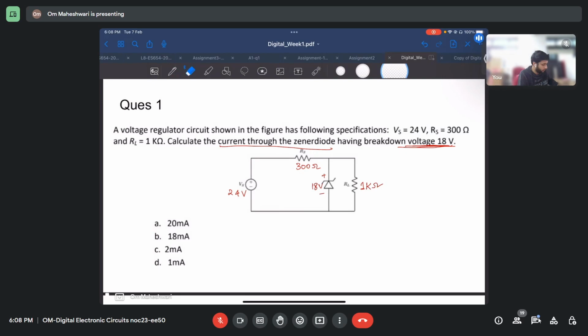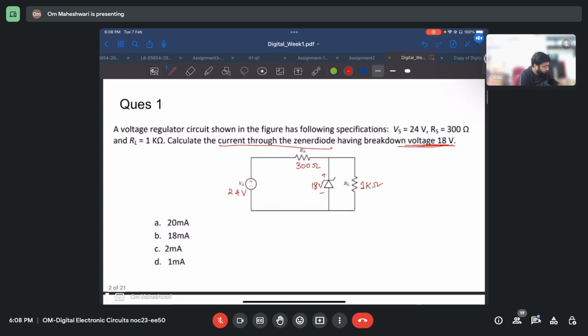It is a very simple question. When the Zener diode breaks down, what current will flow through it? The voltage across it is plus minus 18 volts, so the same 18 volts will be across the load resistor also. So we can find the current through this resistor: 18 by 1K, which is 18 milliamperes.